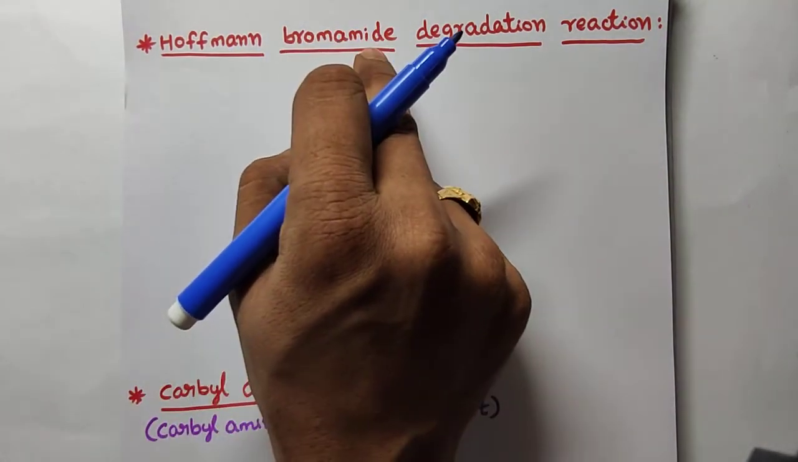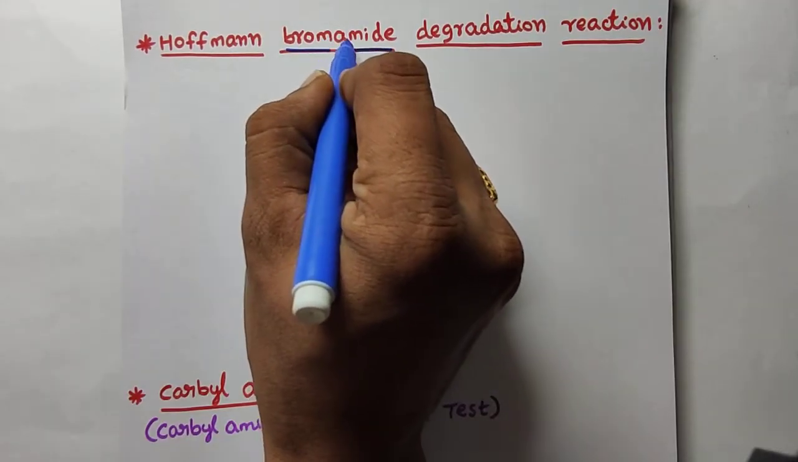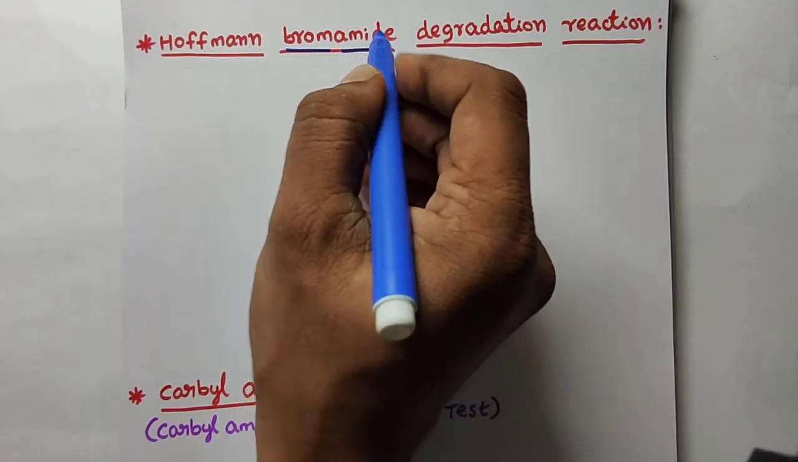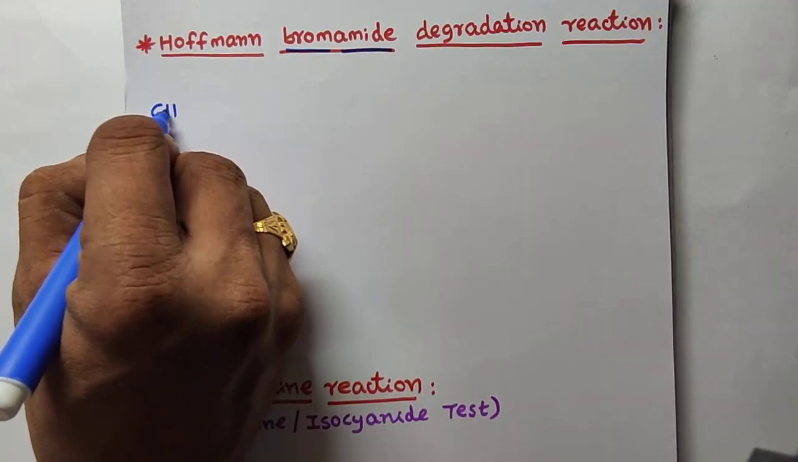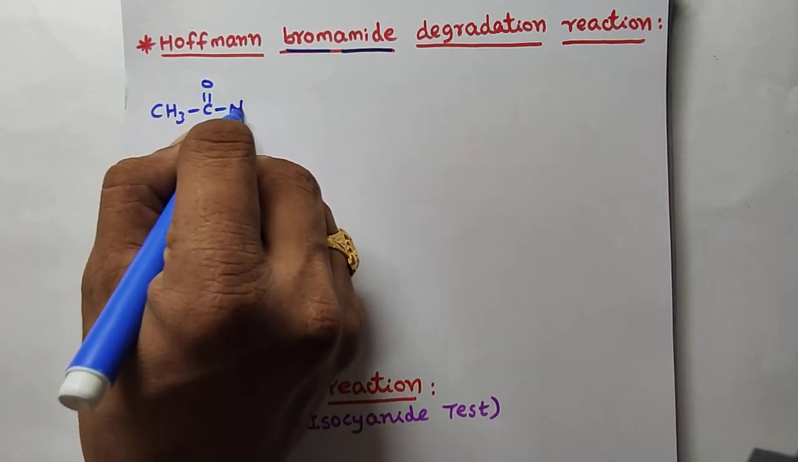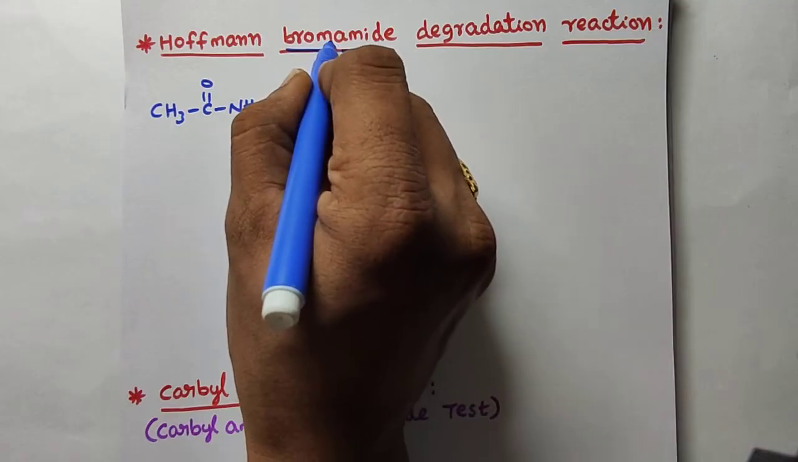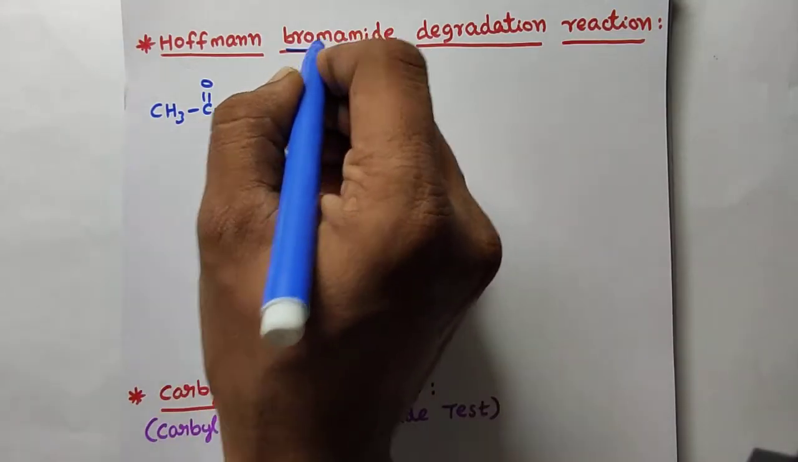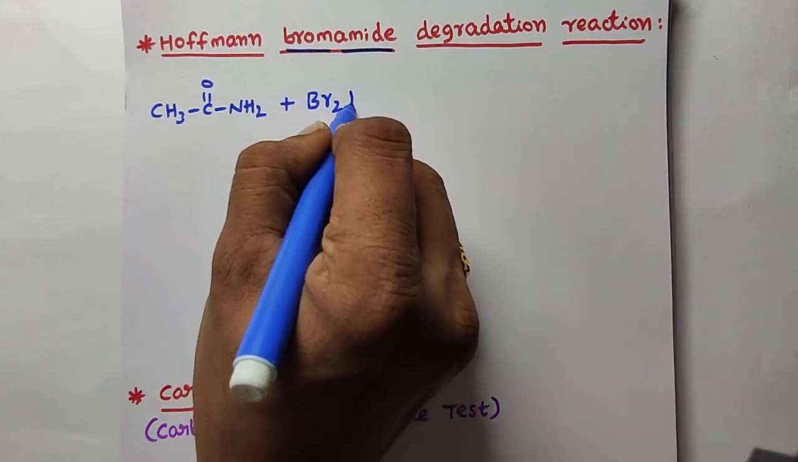First you can take bromamide. Bromamide contains amide and brom. Amide you can take, for example, I will take CH3, C double bond O, NH2. Acetamide I will take. Bromamide you can split into two parts, brom and amide. Amide you can take. Next, brom is there, so you can take bromine.